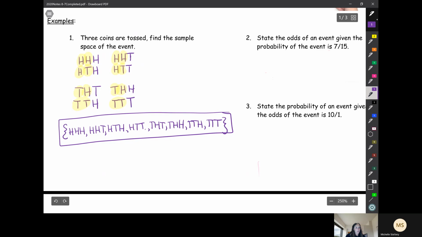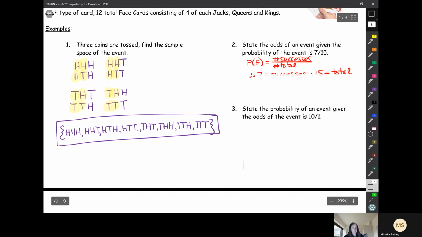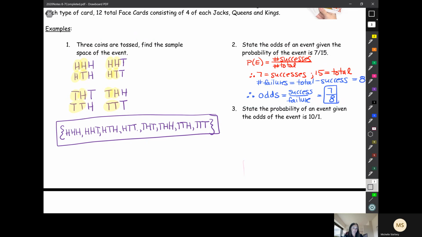Now, state the odds of an event given the probability of the event is 7 over 15. Our probability is successes divided by total. Sorry, I keep saying success divided by failure. So we have 7 successes and 15 total, which means we have 8 failures. We do total minus successes to get the number of failures. So that makes our odds 7 over 8.